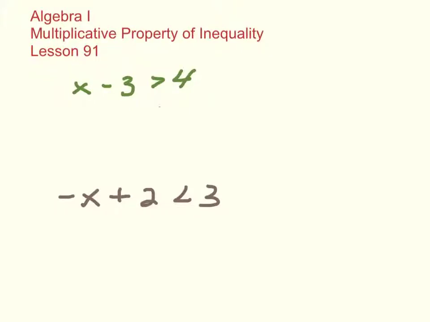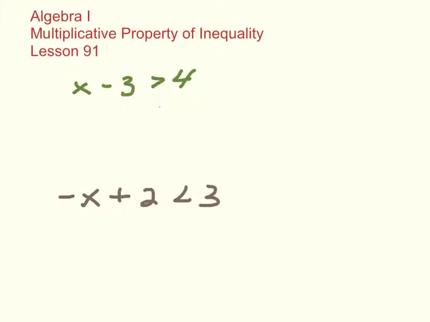Alright, this lesson deals with what's called the multiplicative property of inequality. And we'll see what this is in a little bit. Let's take a look at this example, this inequality. When we talk about an inequality, what we're talking about is that we don't have an equal sign. We have a greater than, a less than, or a less than or equal, or a greater than or equal. So it's involving the less thans and the greater thans that we're talking about with an inequality.